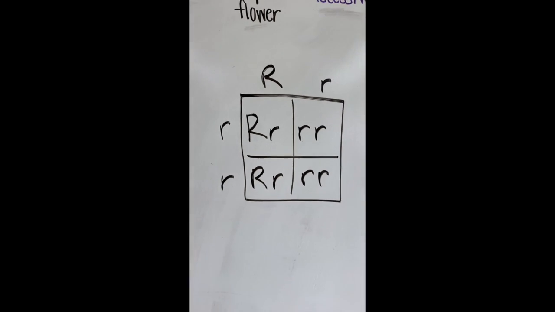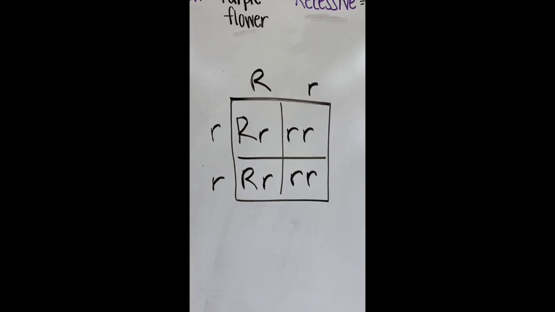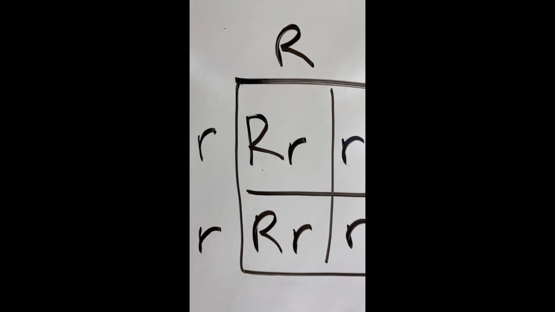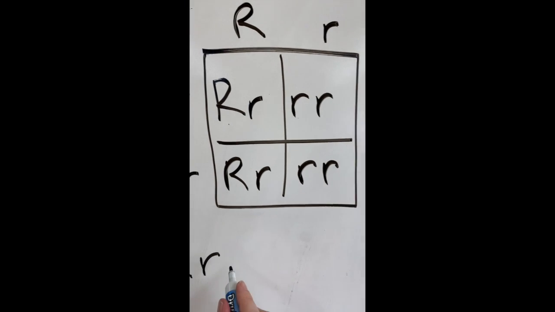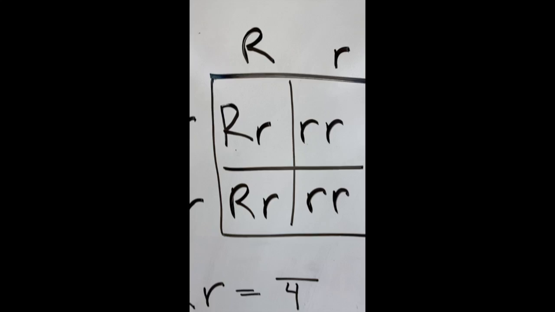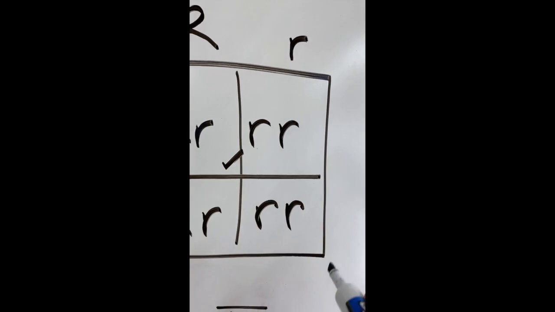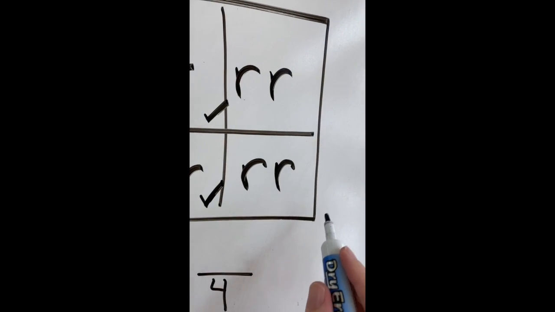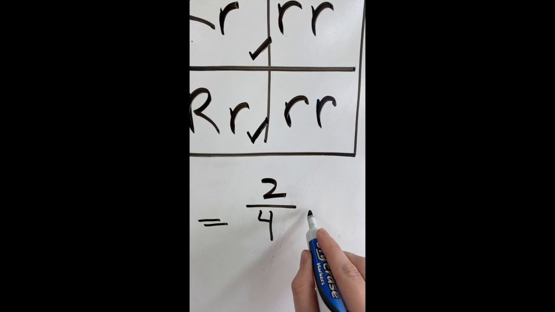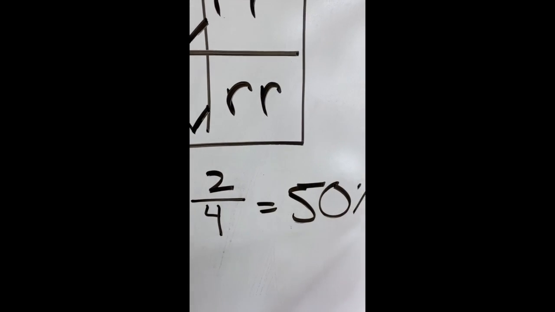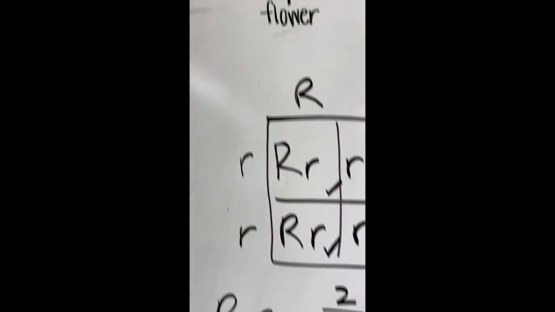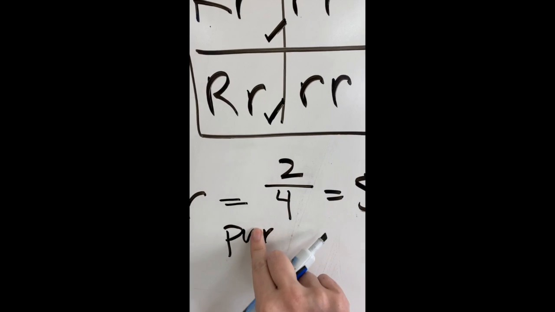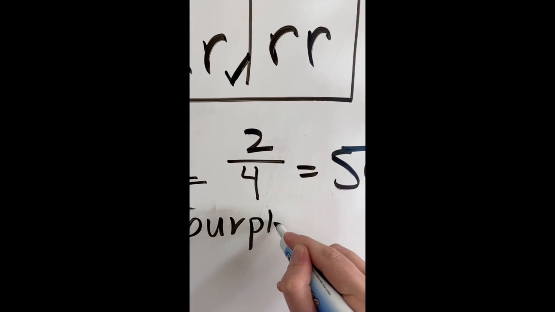Now let's look at the different probabilities of having the different genotypes. So starting in this first box here, what do we have? We have a heterozygous, big R, little r. How many out of 4, because there's only 4 boxes, have this genotype? We have 1, this one, nope, doesn't match. 2, this one's heterozygous, and this one doesn't match. So we have 2 out of 4, or 50%. So there's a 50% chance that we are heterozygous, or in this case, purple flower.